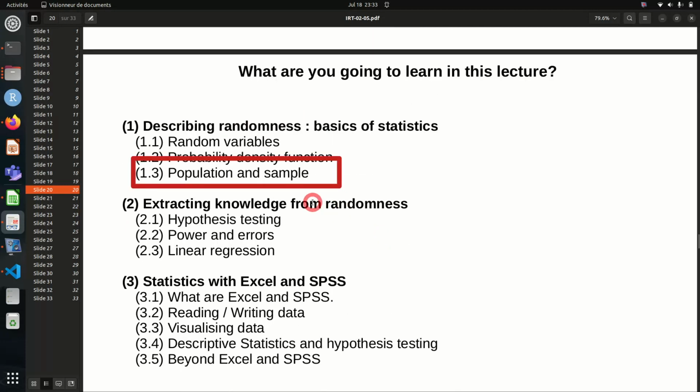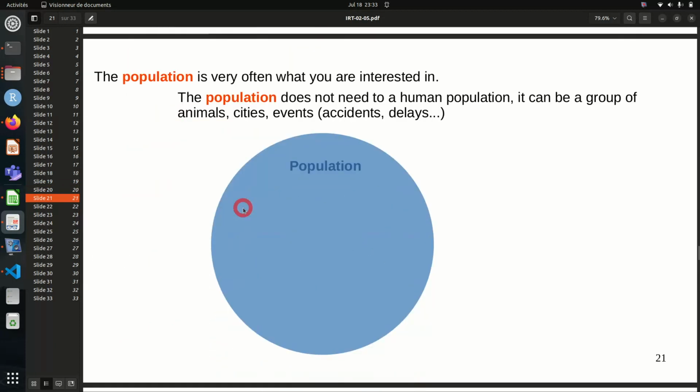So we have been through quite briefly the question of probability density function, and I really want you to keep in mind these few examples: the uniform, the binomial, the exponential, and the Gaussian. I will end now with chapter 1.3 and population and sample.